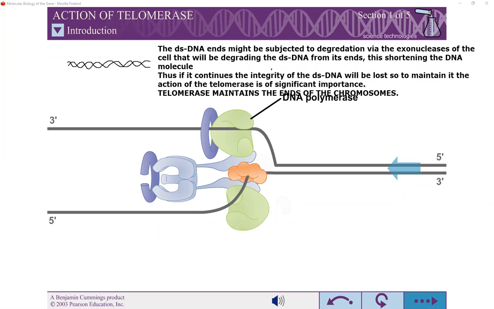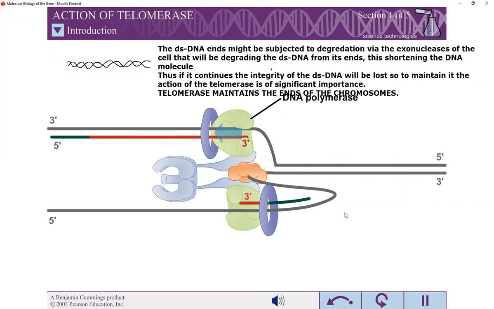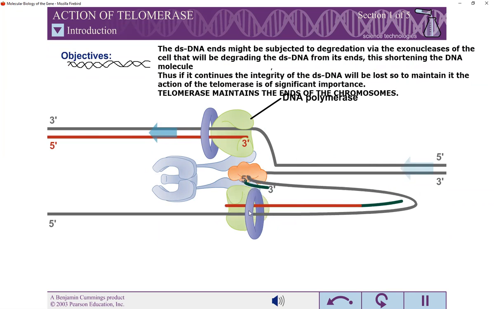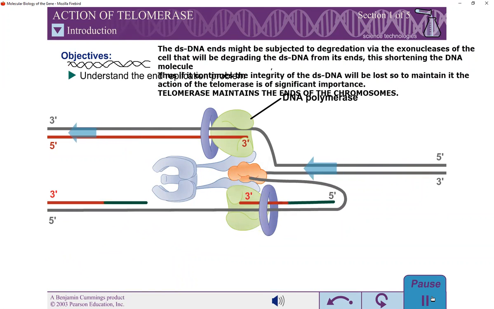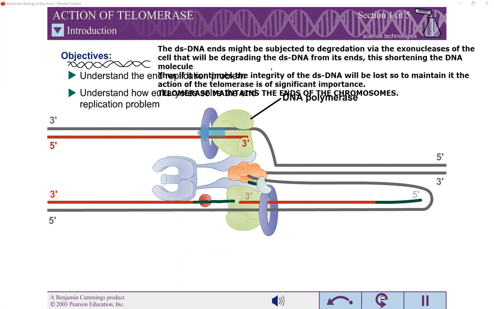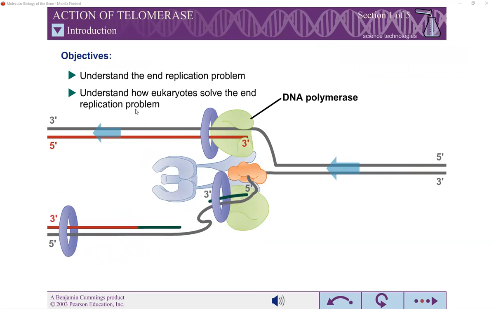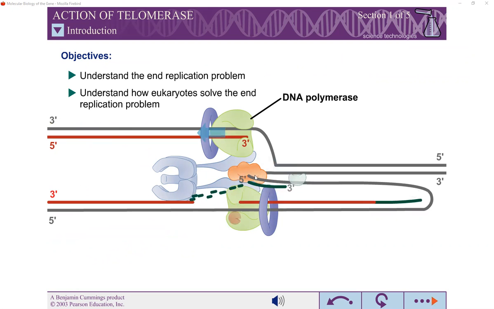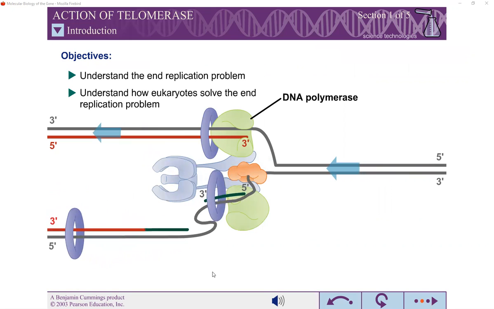Please look here. DNA polymerase requires an RNA primer to initiate DNA synthesis. This requirement creates a dilemma for the replication of the ends of linear DNA molecules. When you have completed this exercise, you should understand the end replication problem and how eukaryotes use telomerase to solve it. So you must know what this end replication problem is, and how the telomerase enzyme is used to resolve it.